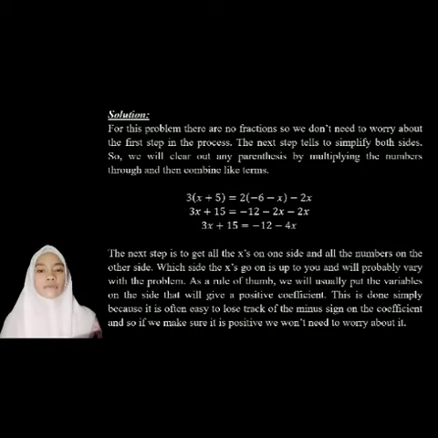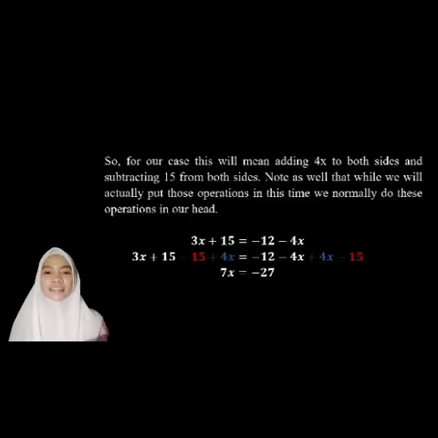As a rule of thumb, we will usually move the variables to the side that will give a positive coefficient. This is done simply because it is often easy to lose track of the minus sign on the coefficient, and so if we make sure it is positive, we won't need to worry about it. So, for our case, this will mean adding 4x to both sides and subtracting 15 from both sides. Note as well that while we will actually write out those operations in these problems, we normally do this operation in our head.